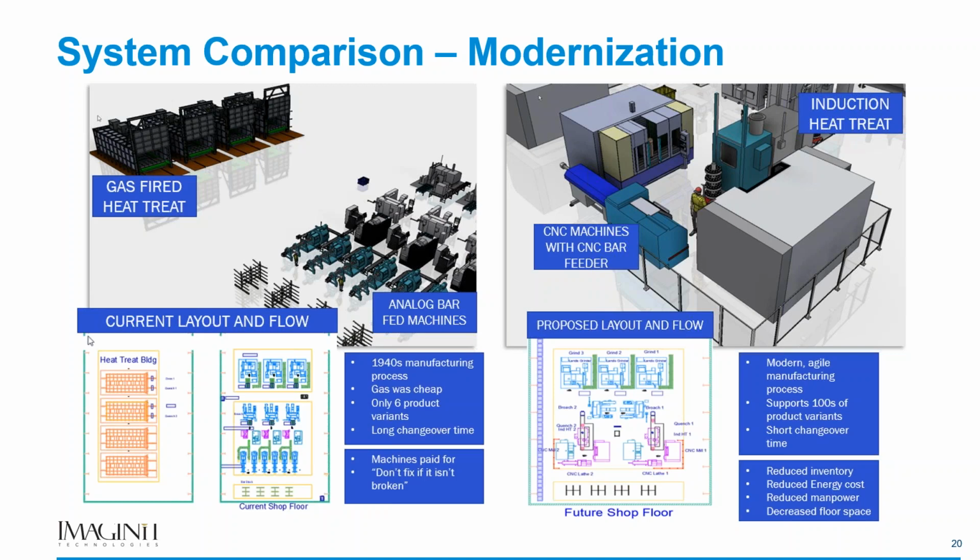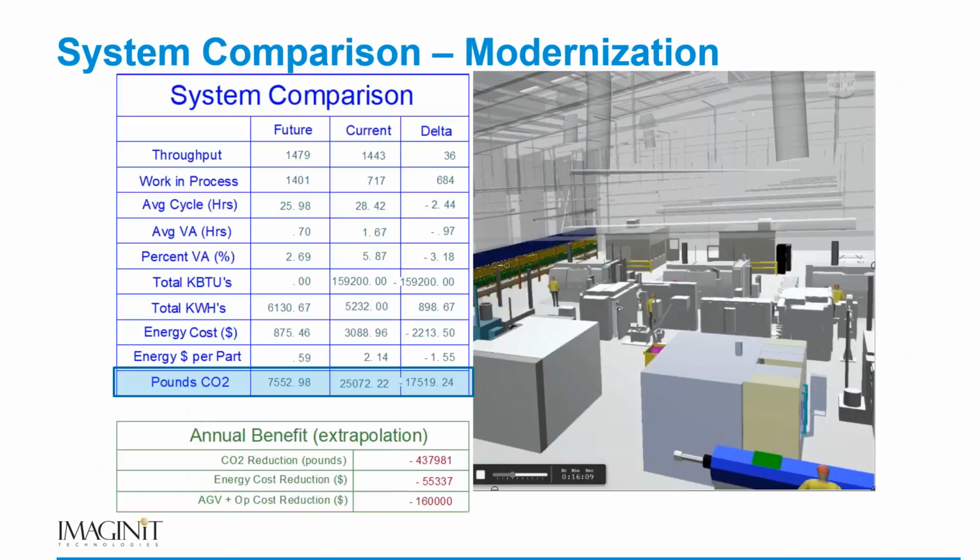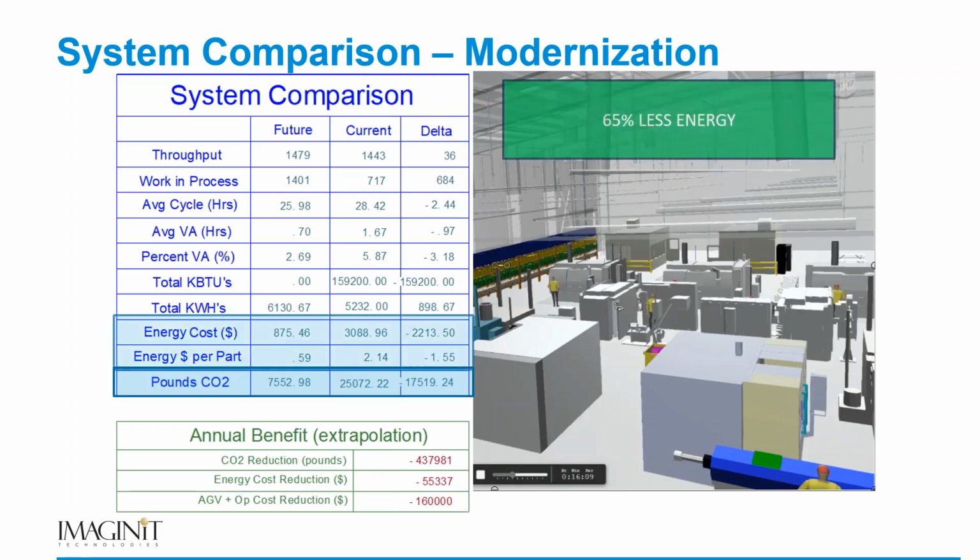But how do I prove that to somebody? Show me the numbers, right? Show me your math. Make sure the math maths, right? So how do we do that? Well, we can do that through discrete event simulation. We take our current environment, we take our new environment in a predictive and prescriptive environment and say, this is what we're going to get as a result. Okay, so we found that after analyzing it, we use 65% less energy.